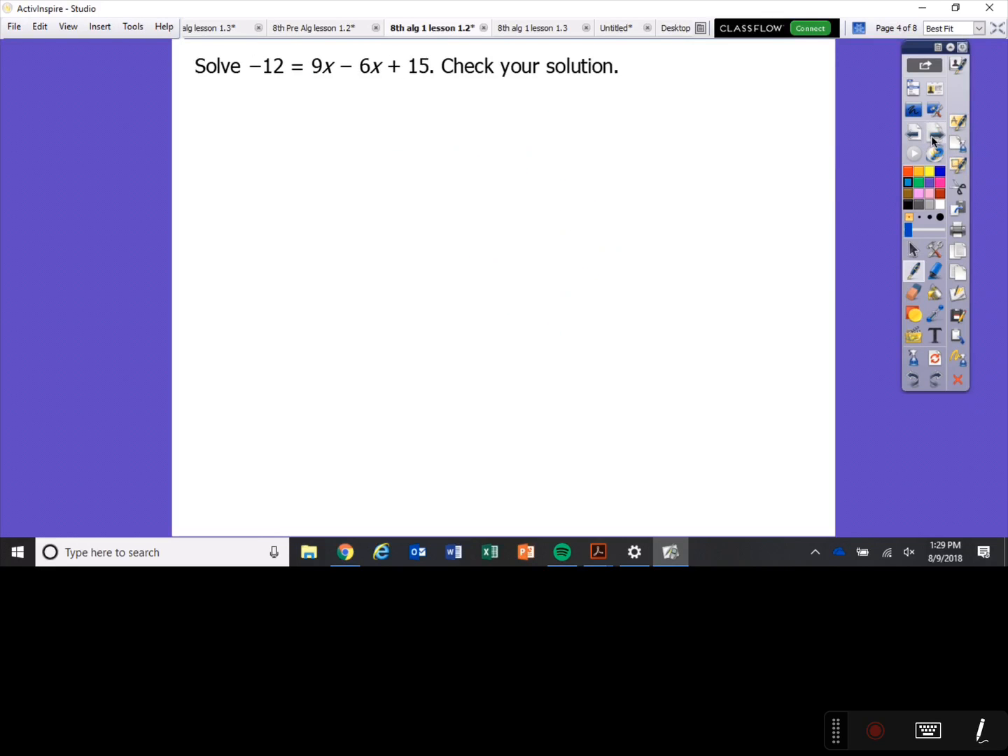Check your solution. Okay. So now write down this one. Negative 12 equals 9x minus 6x plus 15. What's different about this problem than the last one? There's 2 x's. Cross them out? No, you can't do that.